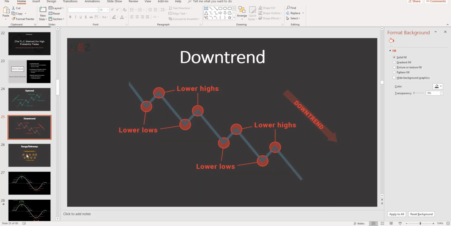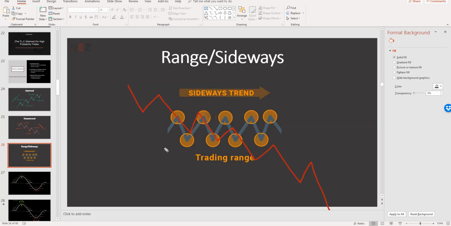And the third way the market moves is sideways, where it's just moving in between two price points in a sideways fashion. Now obviously the market's not going to move as perfectly as this, although sometimes it does. When you take a step back and look at the charts, you will be able to identify these obvious patterns.